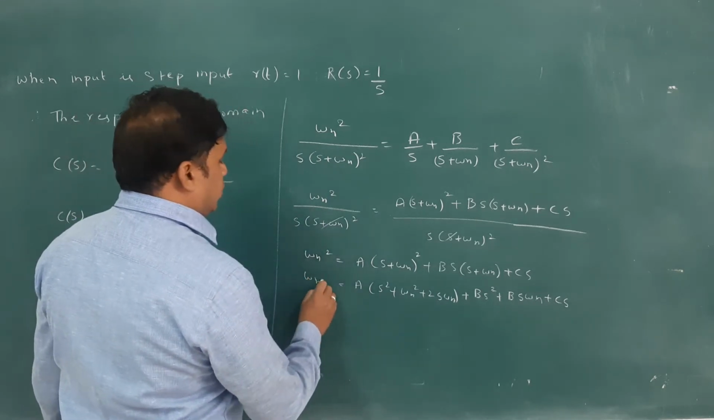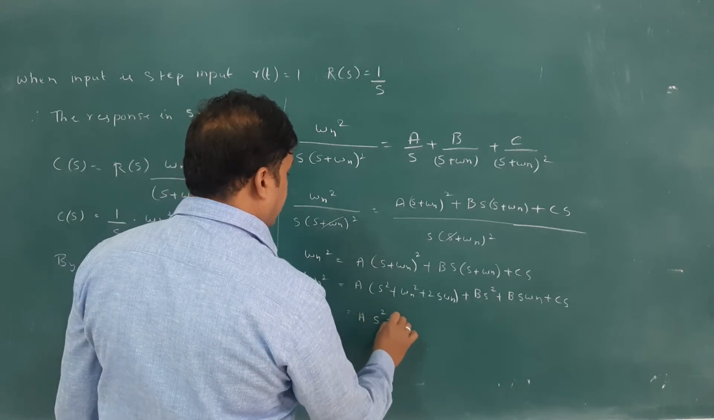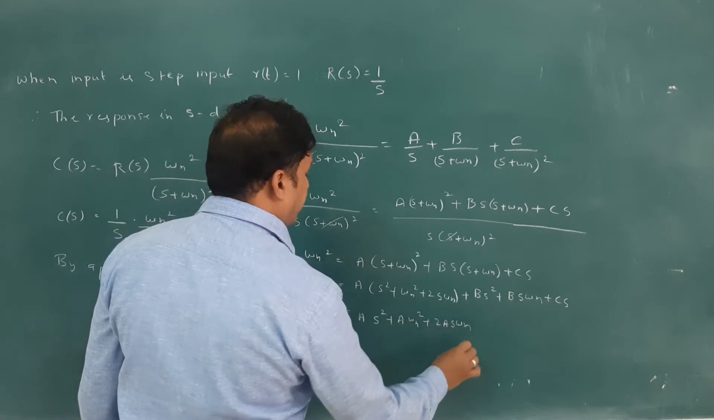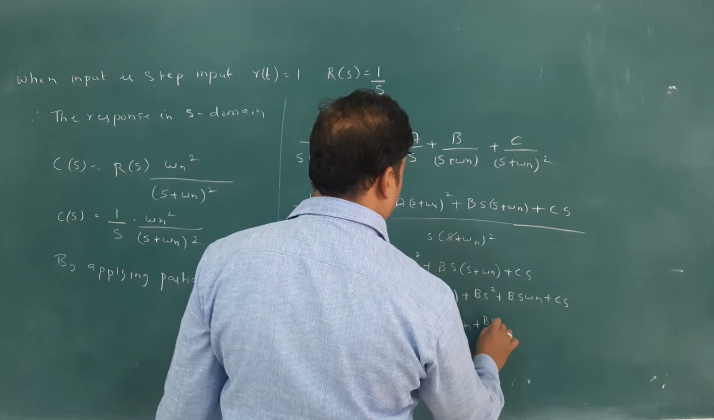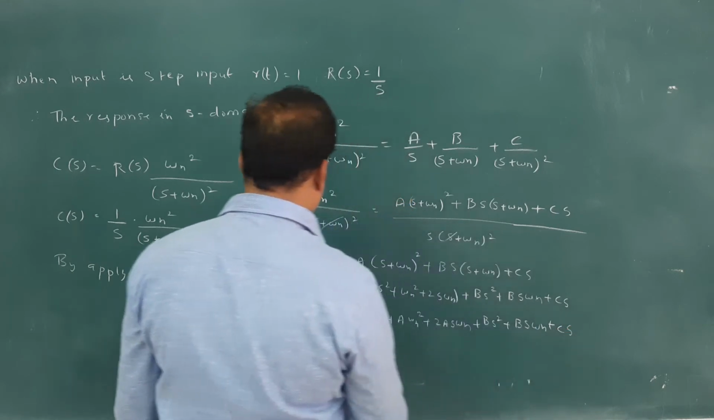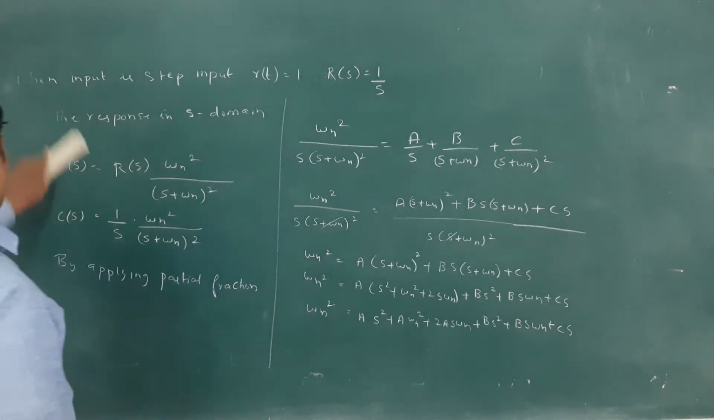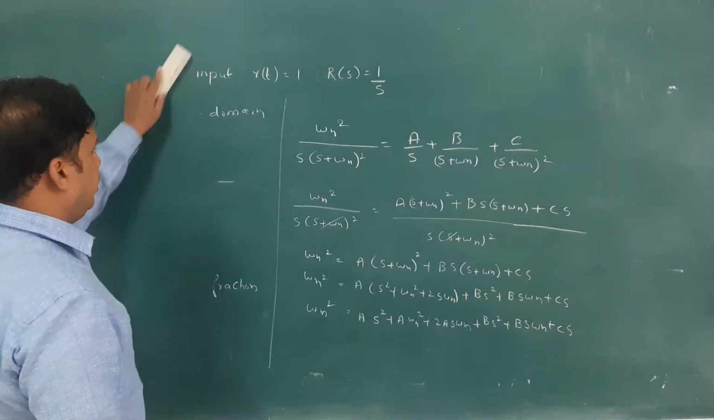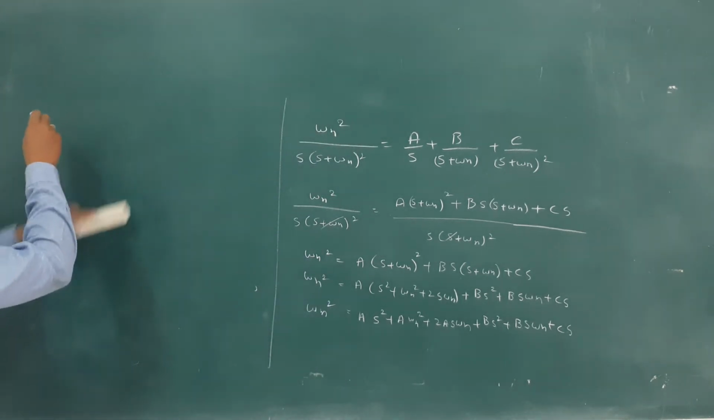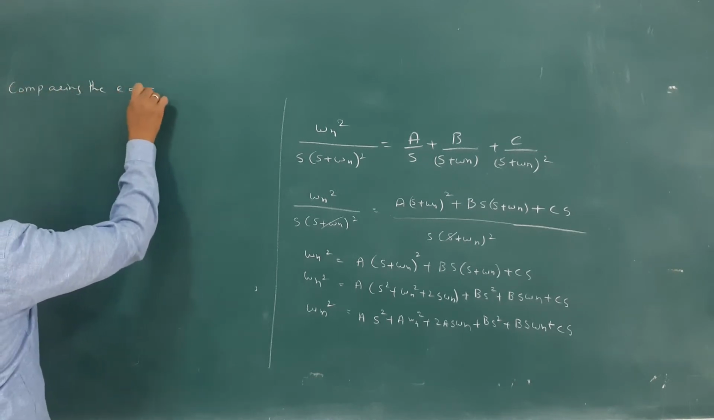Now comparing on both sides, we have the equation: A into s square plus A into omega n square plus 2 A s into omega n plus Bs square plus Bs omega n plus Cs. For this, you have to compare the equation on both sides.